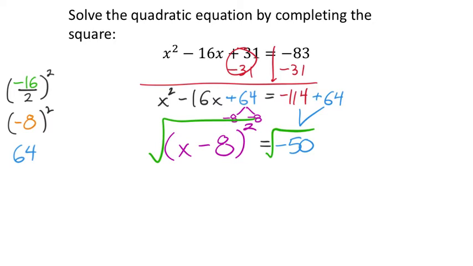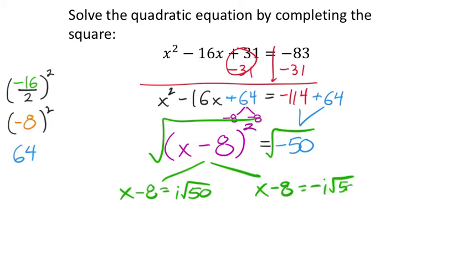But now I just end up with, remember, I'm square rooting both sides, so I'm going to split this up into two equations. So I got x minus 8. It could be the positive square root. Well, I'm just going to put i and then 50 right here. So I skipped a little bit of a step there. But if x minus 8 could equal the negative i square root of 50, that's fine too.